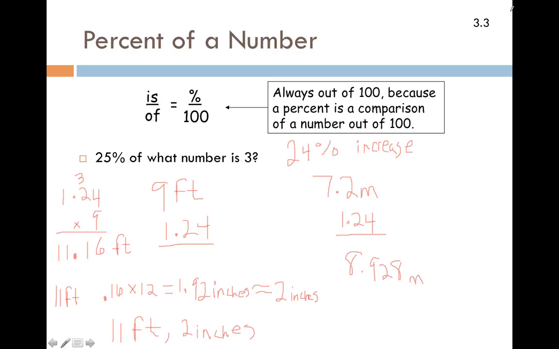Now with the meters, they tell you to round to the nearest hundredth. That nearest hundredth is where the pennies normally are, so when you round, it's always going to look like money. So you're going to look at that, and then you're going to look at the 8 behind it. The 8 is 5 or higher, so it's going to get rounded up to 8.93 meters. So that'll be your answer in terms of meters: 8.93 meters, and on the customary, 11 feet and 2 inches.